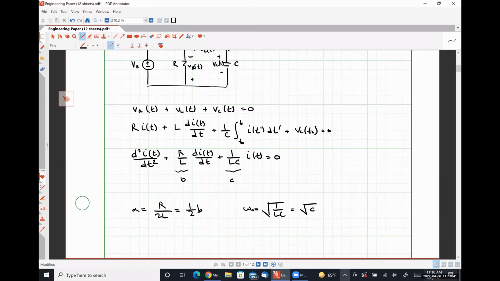So in both cases, the Neper frequency was simply 1/2 of the coefficient that's acting on the first derivative term. And the resonant frequency omega naught was exactly the square root of the coefficient on the zeroth derivative term. So I would argue correctly that if we can write a second order differential equation where the coefficient for the second derivative term is 1 for any RLC circuit, then the Neper frequency is just the coefficient of the first derivative term multiplied by a factor of 1/2, and the resonant frequency will be the coefficient of the zeroth derivative term, and we take the square root of it.